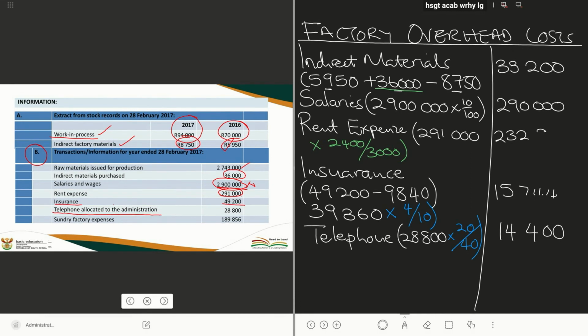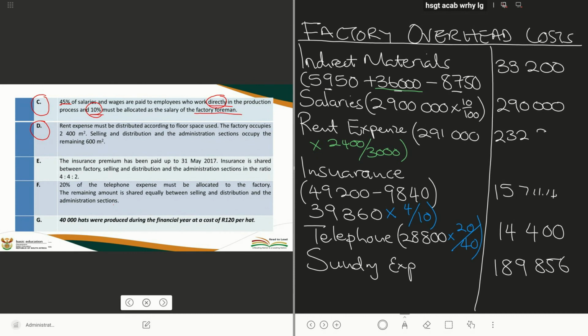And the last part is saying sundry factory expenses. So you're going to come now to your sundry expenses. And your sundry expenses, they gave us 189,856. Did they give us any adjustments? Let's go and see. No.